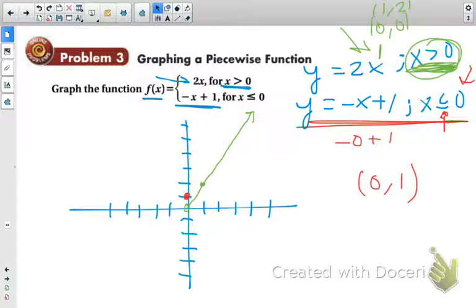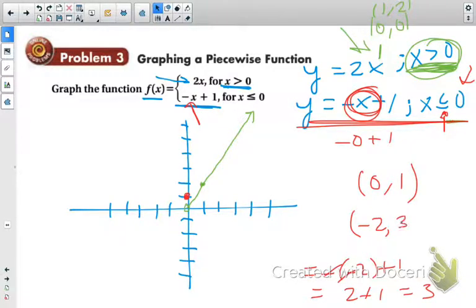But now I'm going to plug in points that are less than 0. So for example, let's just go with negative 2. If I plug in a negative 2, I get negative of negative 2 plus 1. I'm plugging it into this x right here. Negative 2 cancels those negatives and becomes 2, plus 1 is 3. So negative 2, comma 3. So I'm going to graph that point, which is about right here. And that can be a closed circle as well. And then it goes in that direction forever.